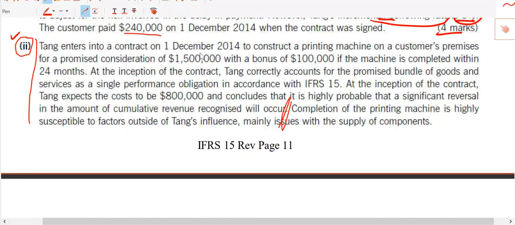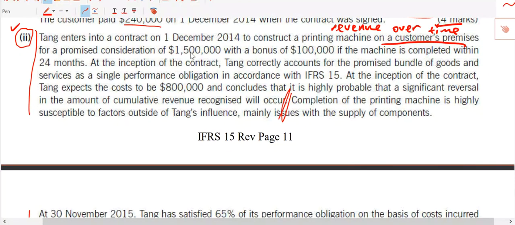Enter into a contract 1st December to construct printing machine on the customer premises. So this is revenue over time. Done at the customer side. We saw one question in the early morning, right? We're going to do construction at the customer's premise or customer land or something. Okay, revenue over time. For a promised consideration, this is the total revenue, 1.5 million, with a bonus of 100,000 if the machine is completed within 24 months.